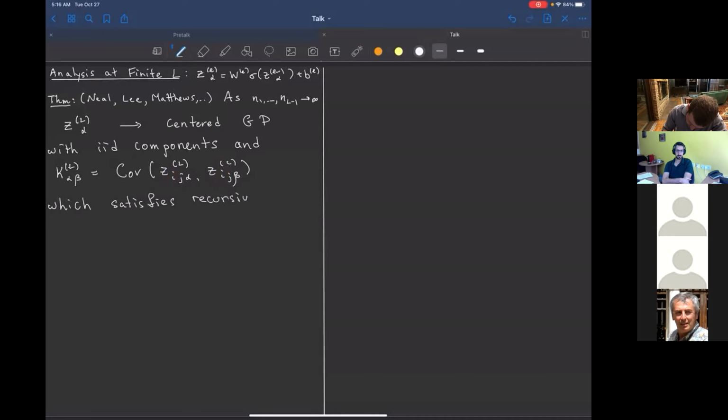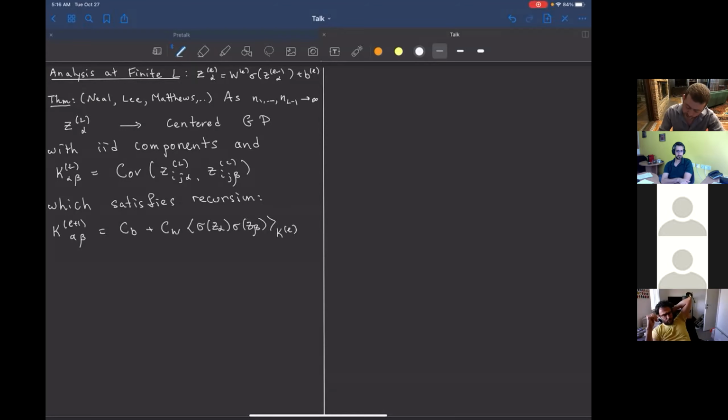so you get K^{L+1}_{αβ}. The covariance at time L+1 is equal to C_b plus C_W. These are 2 parameters in the model. And then I'm going to introduce a piece of notation that I will explain immediately. Then it's a Gaussian integral with respect to the Gaussian process at the previous layer. Whenever I write these angle brackets, this just means Gaussian integral. Specifically, I take Z_α and Z_β, a 2-dimensional Gaussian drawn from a Gaussian with mean 0 and the covariance kernel at the previous layer. And I do this thing.